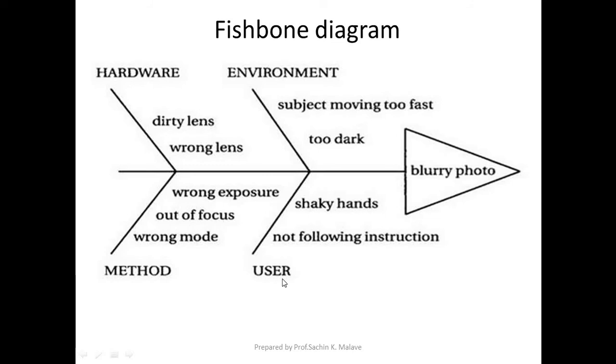root cause. Similarly, the user may not be following the instructions. He has shaky hands, so he is not able to stabilize the image. So you can see for a blurry photo how many possibilities there are. Nine possibilities are there. Out of the nine possibilities, you have to find out the correct reason for a blurry photo. So this is a very useful method for finding out the root cause of a problem.